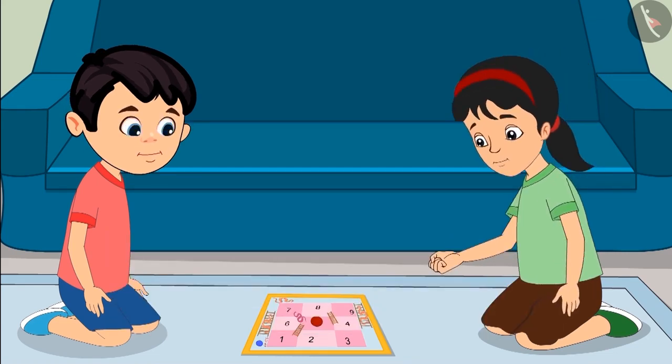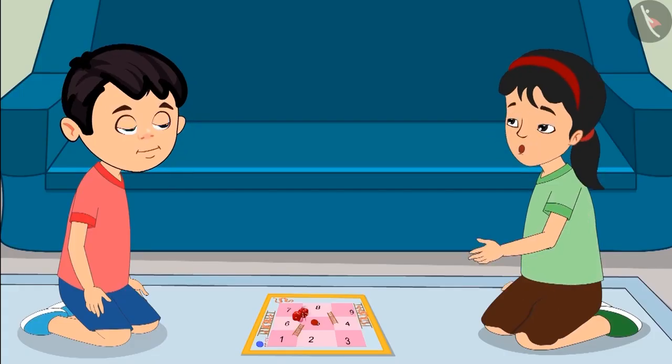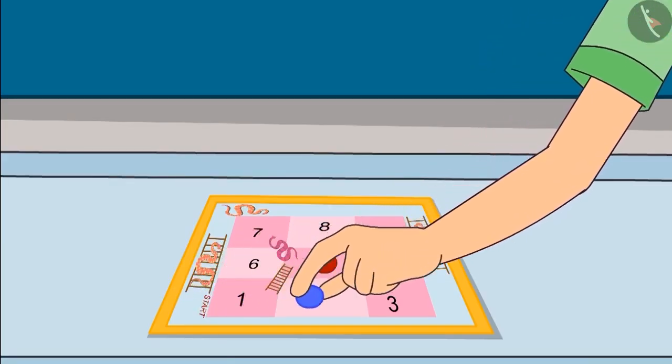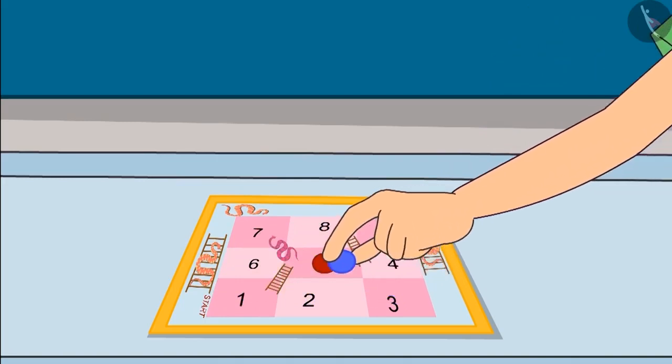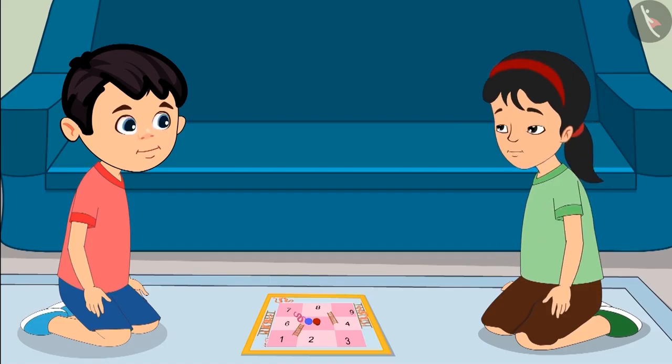Now Pinky rolls both the dice. 5 comes on the first dice and 4 comes on the second dice. It is 5 and 4. First, I am moving my piece 5 places forward. 1, 2, 3, 4 and 5. My piece is on number 5.